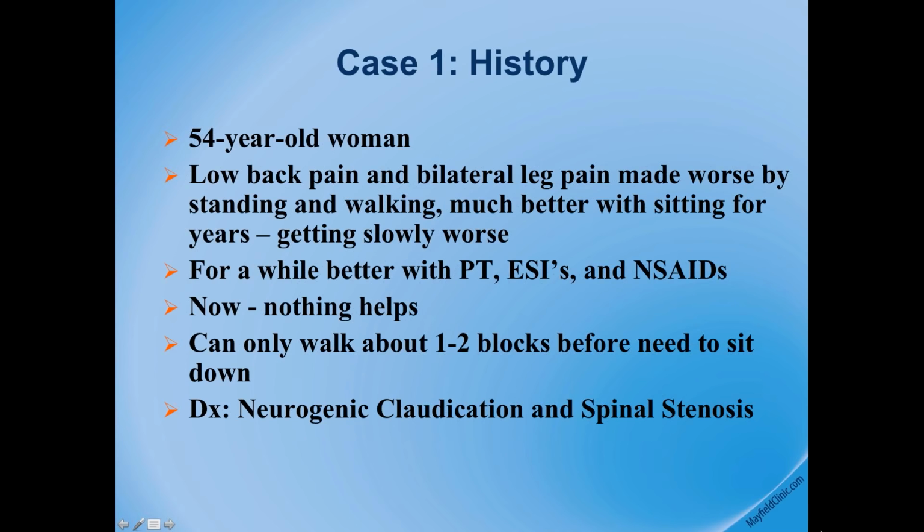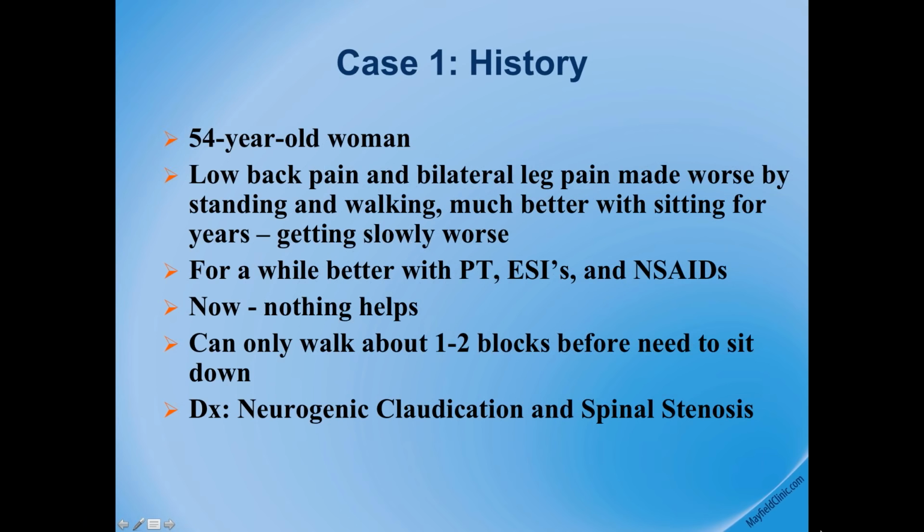worse over time. For a while, she's undergone physical therapy, steroid injections, and used non-steroidal anti-inflammatory medications, such as Motrin, for relief. But now she's in our office, and she has unrelenting back and leg pain. She's only able to walk 1 or 2 blocks before needing to sit down, and she made it from the car to from the parking lot to our office, and that's about as far as she can go.